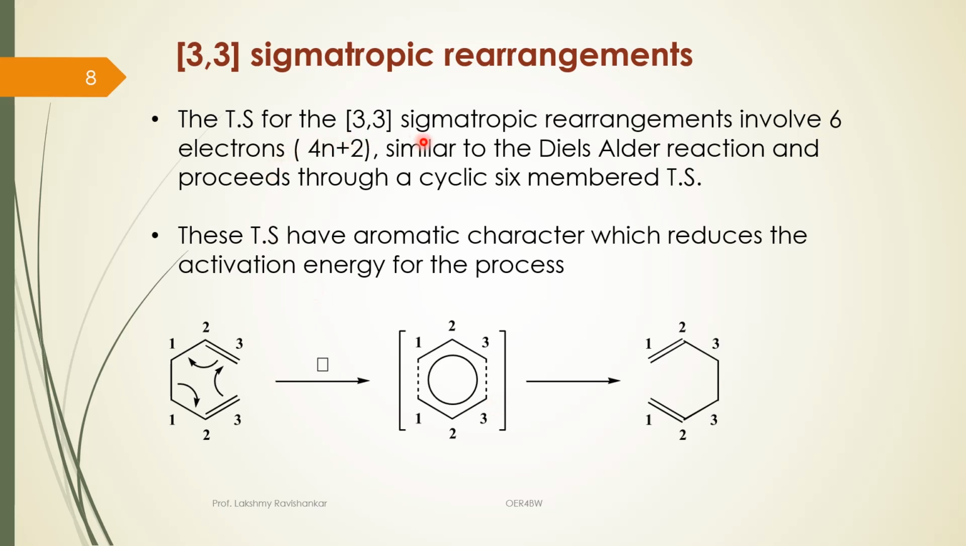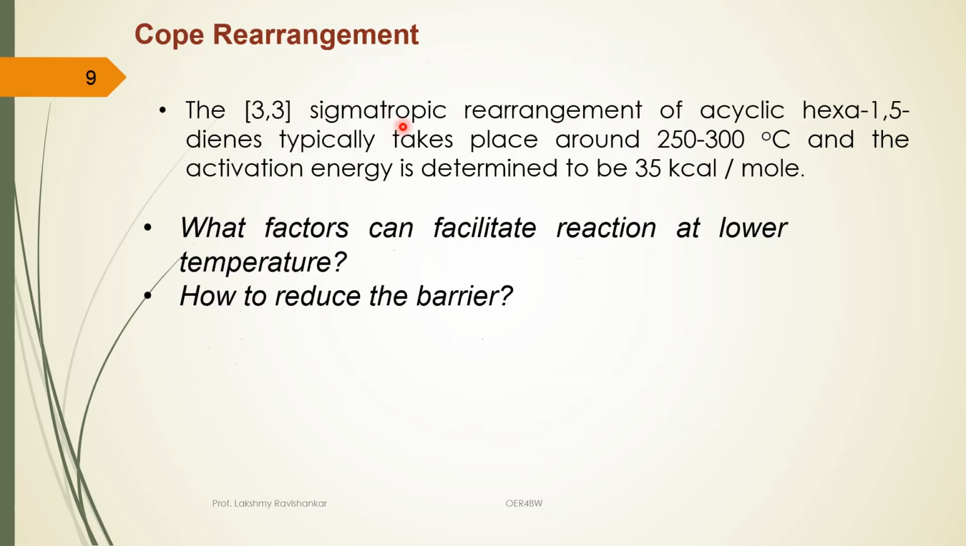The transition state for the 3,3 sigmatropic rearrangements involves 6 electrons, so it's a 4n plus 2 pi system, which is similar to the Diels-Alder reaction which we saw in the module on cycloaddition, and hence proceeds through a cyclic 6-membered transition state. And because you have a 4n plus 2 pi system, these transition states have aromatic character, which reduces the activation energy for the process. The Cope rearrangement of acyclic hexa-1,5-dienes typically takes place around 250 to 300 degrees, and the energy of activation is approximately 35 kilocalories per mole.